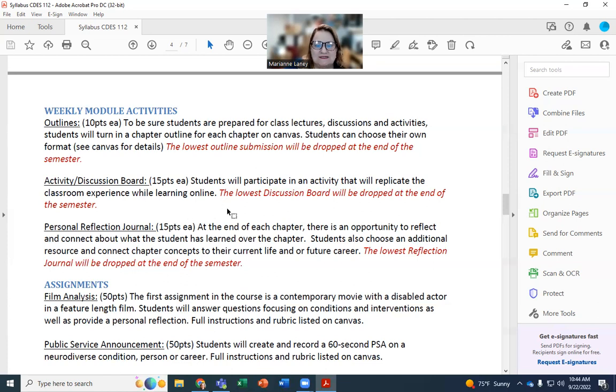Okay, same thing with the activity or the discussion board. Students will participate in an activity that will replicate the classroom experience. I'm augmenting what we're learning. Again, the lowest discussion board is dropped at the end of the semester. So here's 10 points for outline and 15 points for free.